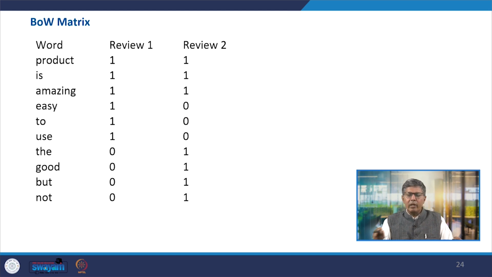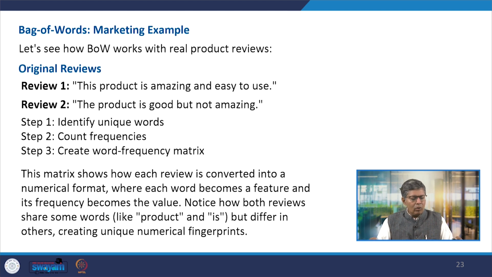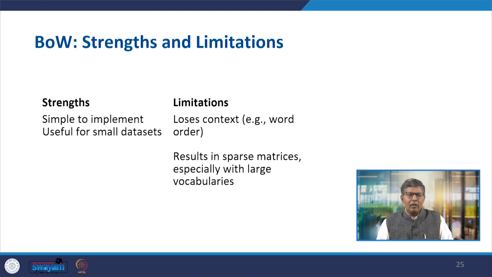Similarly, you can do it. So, this is a matrix which helps you notice both the words which are coming, how many times they are coming, and how they are affecting the entire review. Now, bag of words: the strength is that it is simple to implement and useful for small data sets. For small data sets, you can easily do it.